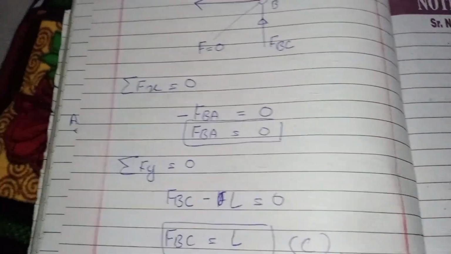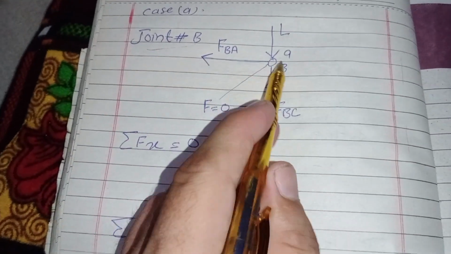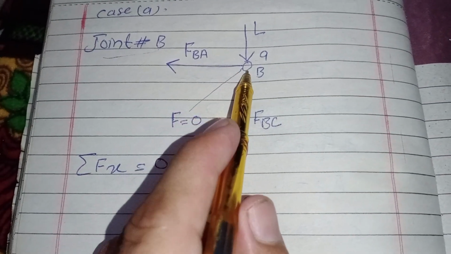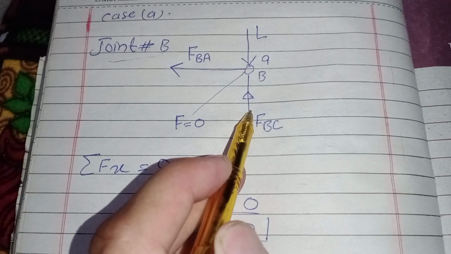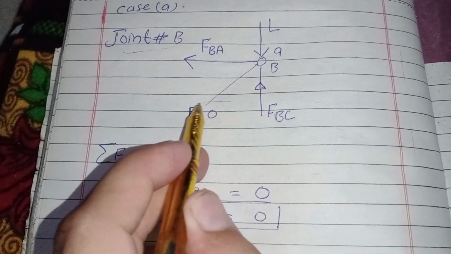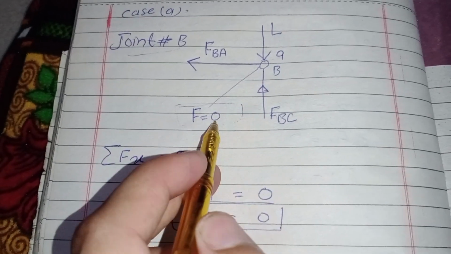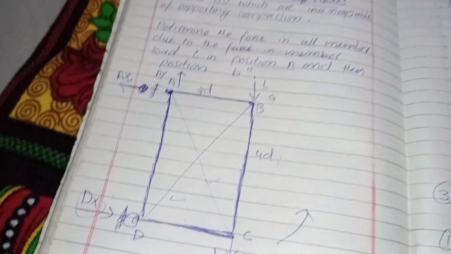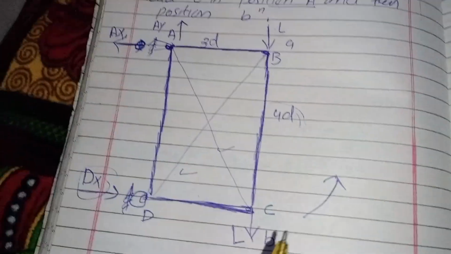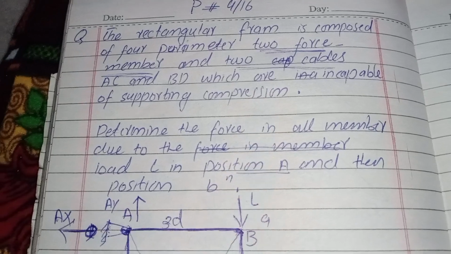So I take case 1 and take joint B and draw a free body diagram of joint B. At joint B there are three forces acting on the joint. The force in member BD equals 0. The force in this cable will equal 0, because it is shown in the question.